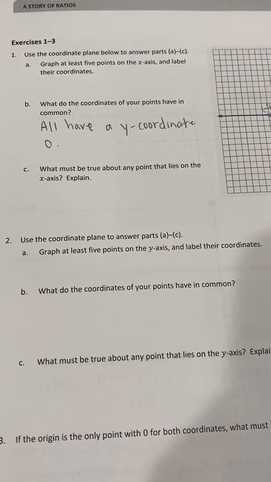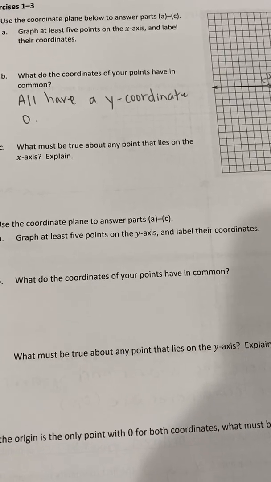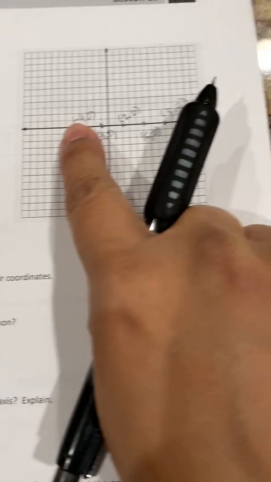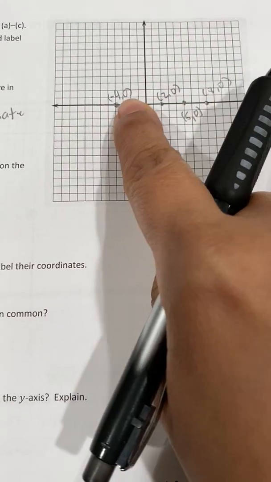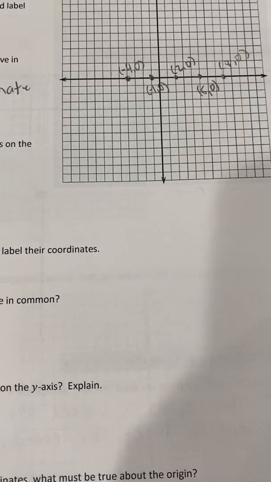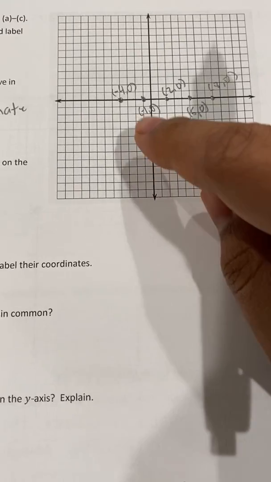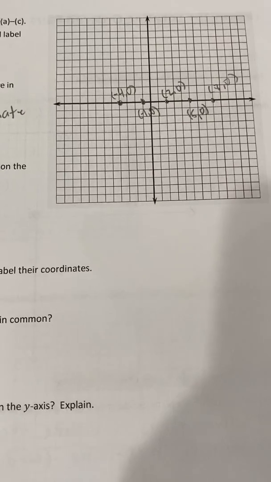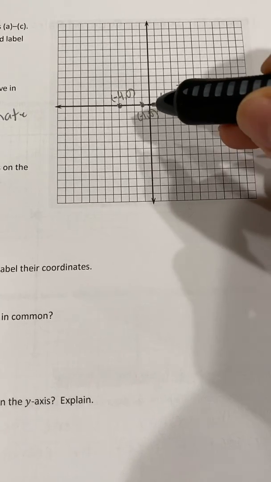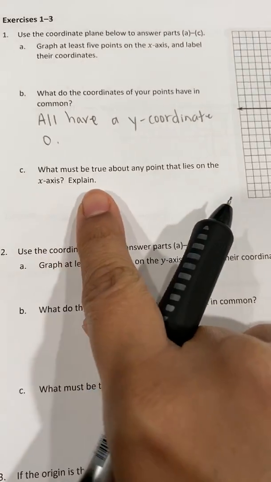What must be true about any point that lies on the x-axis? Well, if any point lies on this x-axis, the y-coordinate must be 0 because the point is located 0 units above or below the x-axis. So if the point is right on this line, then the y-coordinate must be 0 because it is 0 units above or below.